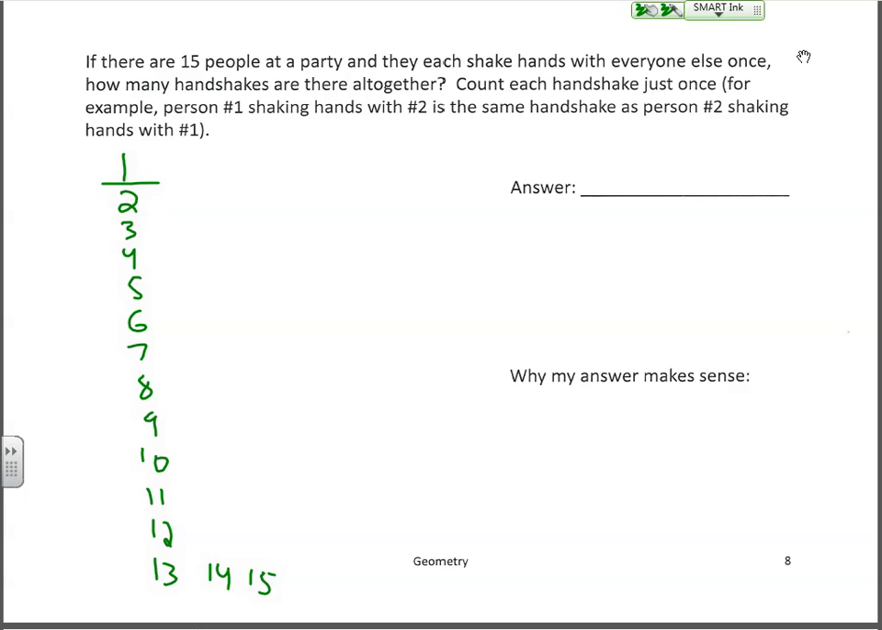Okay? Then who is person 2 going to shake hands with? Well, we're not going to write 1 down here because person 1 shaking hands with 2 is the same as person 2 shaking hands with person 1. We don't want to count that twice. So we're going to start with person 3, 4, 5, 6, 7, dot, dot, dot, dot, dot.